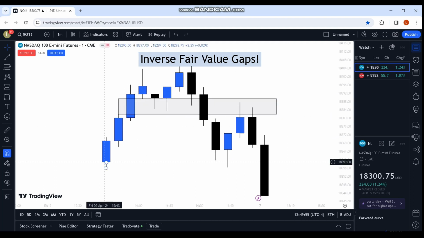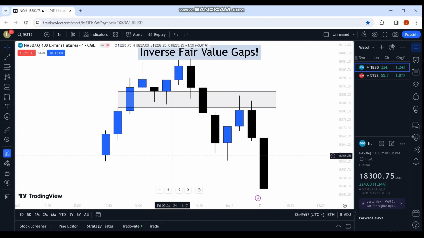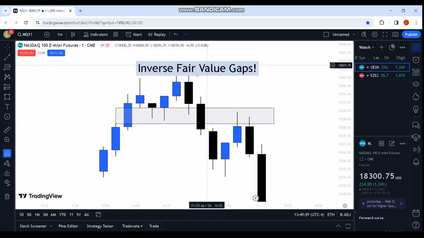Alright, so inverse fair value gaps. I have this little drawing I made for you guys. So for an inverse fair value gap, you need to know what a regular fair value gap is first. So I'll link it on the top right now of the screen. You should be seeing it over here somewhere. If you don't know what a fair value gap is yet, then make sure to go check that video out first and then come back to this, because inverse fair value gaps are very, very powerful in trading.